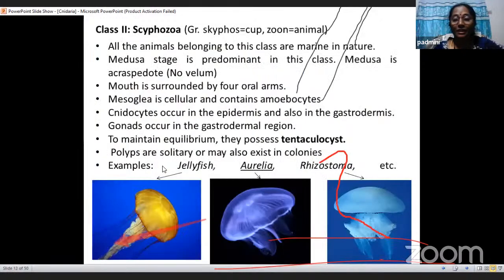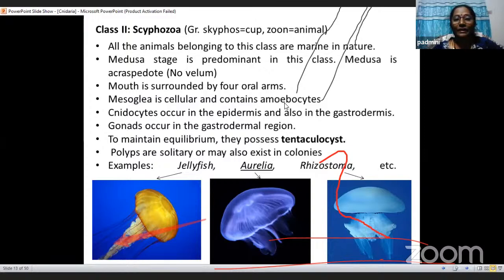Okay, going to the next class, the class Scyphozoa. All the animals belonging to this class are marine in nature, and the medusa stage is predominant in this particular class. Medusa stage is predominant, and the mouth is surrounded by 4 oral arms. If you can see over here, they have these oral arms. So these are called the oral arms over here. So this transparent one over here, these are the oral arms.